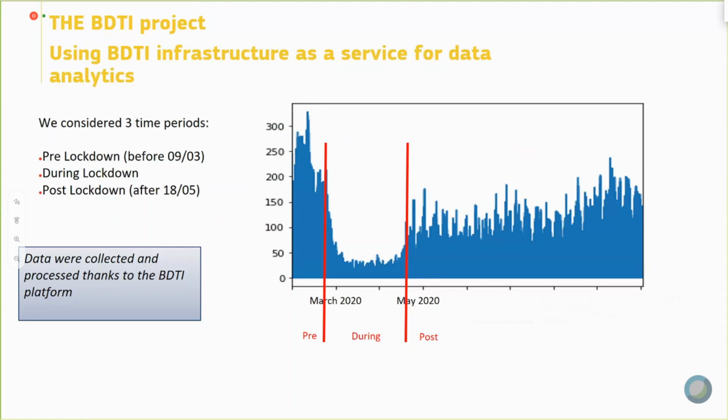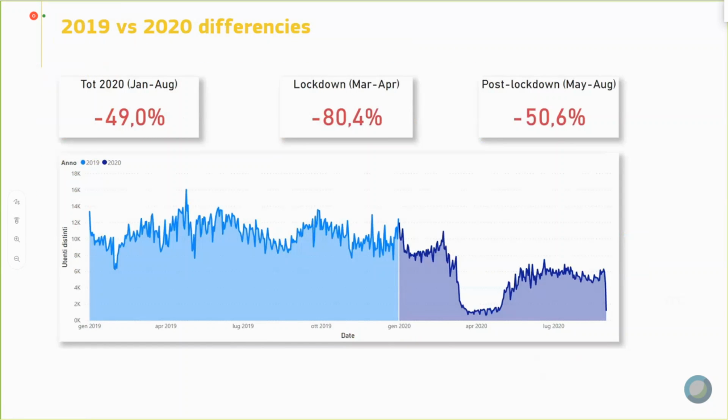So we consider 3 time periods. Unfortunately, now we have the 4th one, which is the second wave of COVID, but the pre-lockdown, during lockdown, and post-lockdown. And this is just the difference of presences of people in 2019 and 2020 in Florence. All these data were processed into BDTI. So the main usage that we are doing of BDTI is for data processing and partly also for data visualization, but mostly data processing and crossing.